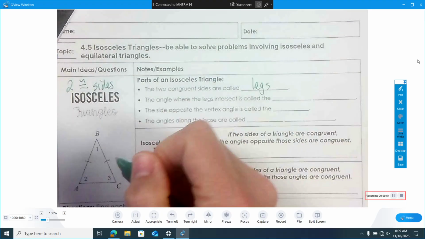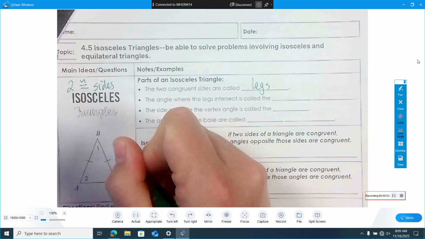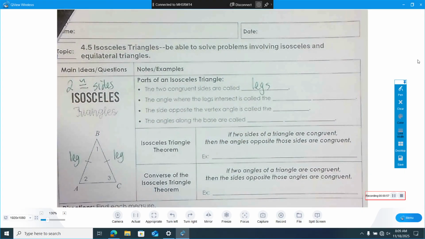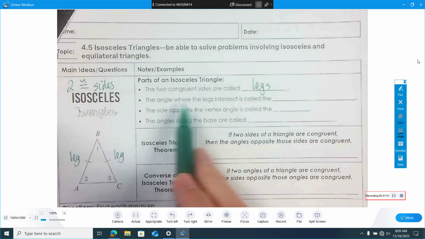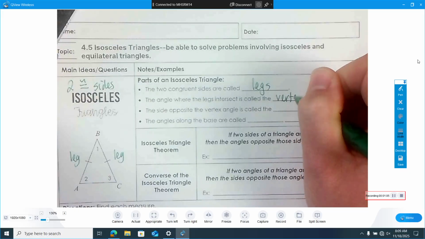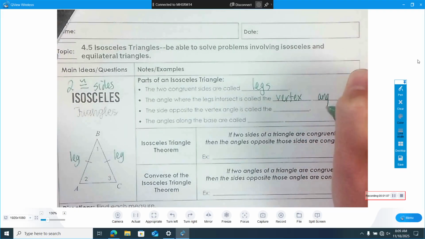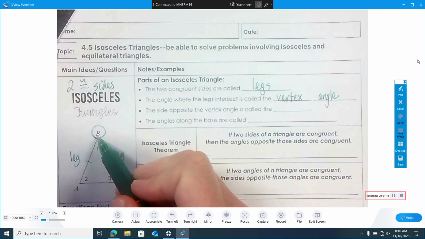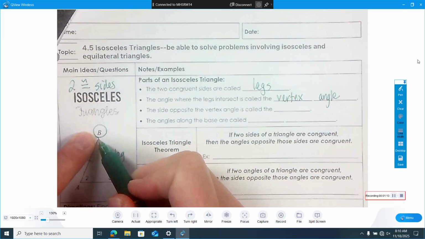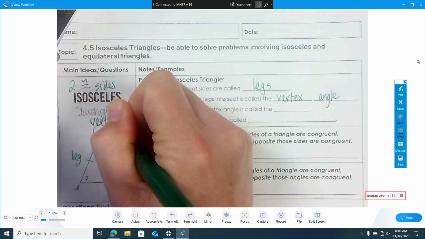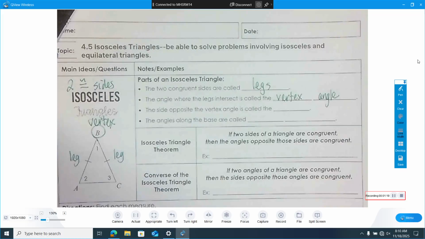And so here on this particular example, here are your two legs. We have those two congruent sides. Those are called the legs. The angle where the legs intersect is called the vertex angle. And so right here, the two congruent legs are intersecting at point B. So this is what we would call the vertex angle or vertex.